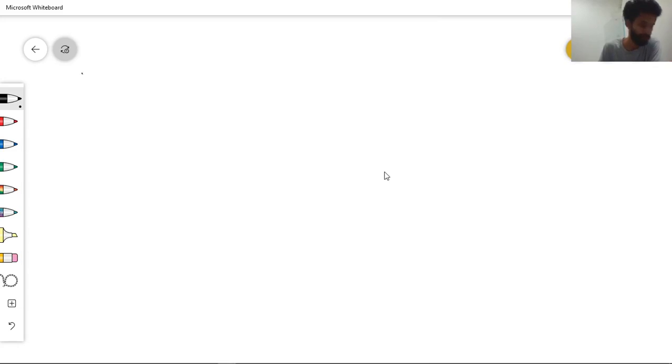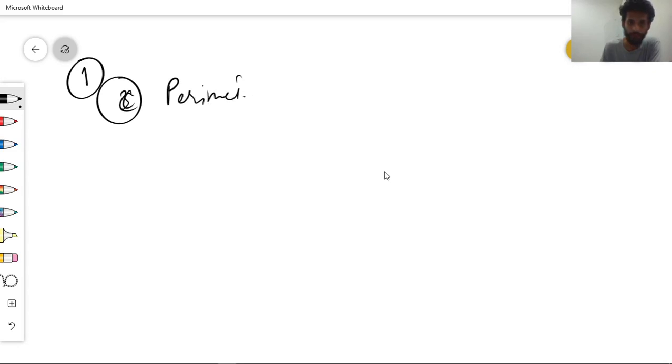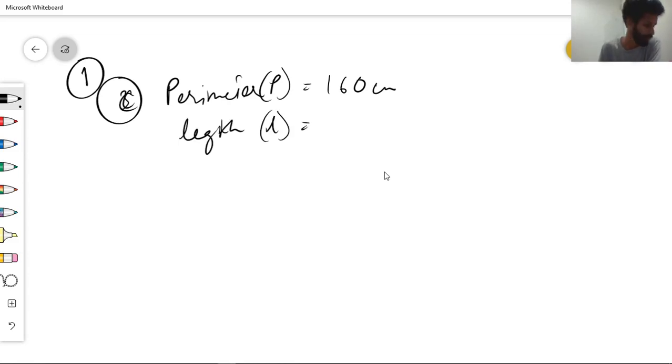Now third one, question number 1, part C. So C will be 5. Perimeter is again given. Perimeter P is equal to how much? Sorry, this is not the perimeter. The perimeter is again 160 centimeter. Then perimeter is given. Then length L is equal to how much? L is equal to 56.5 centimeter.